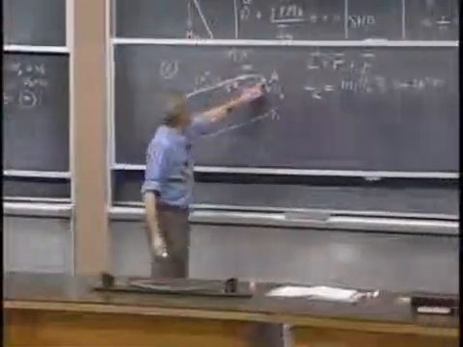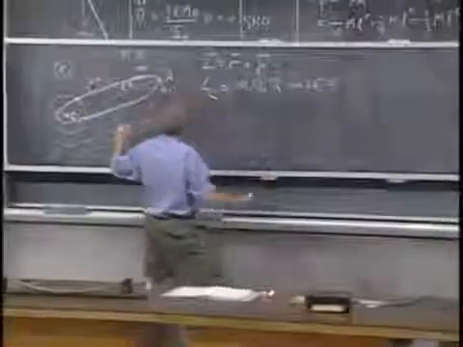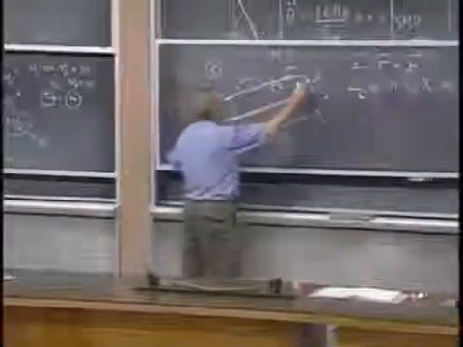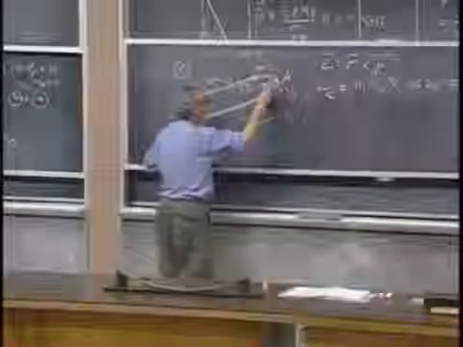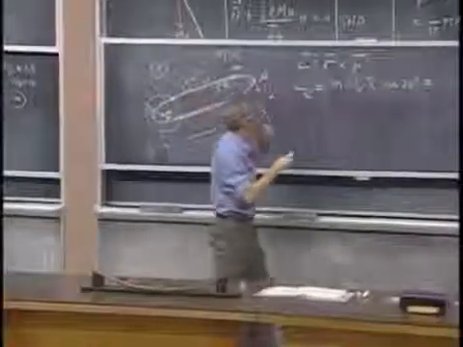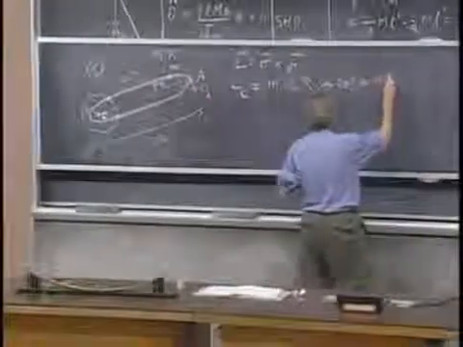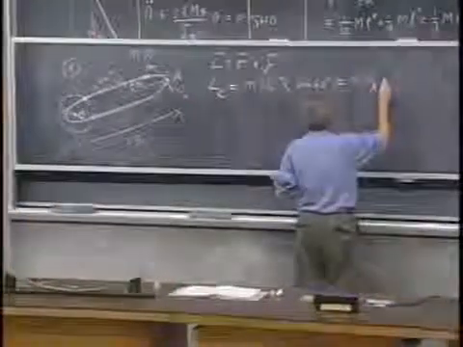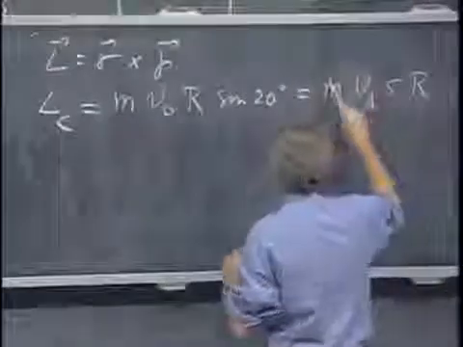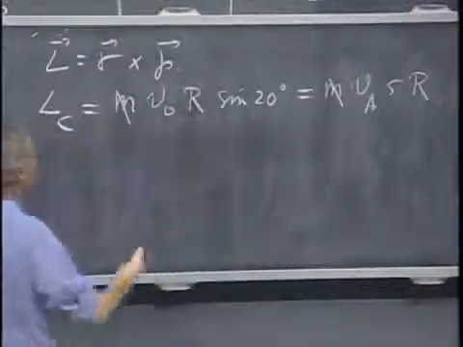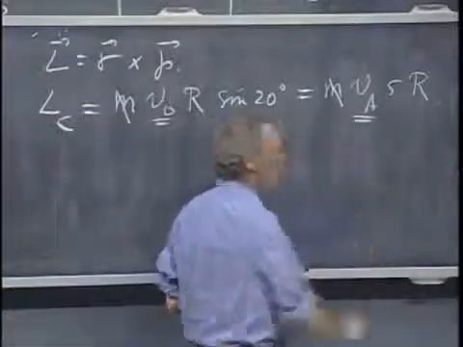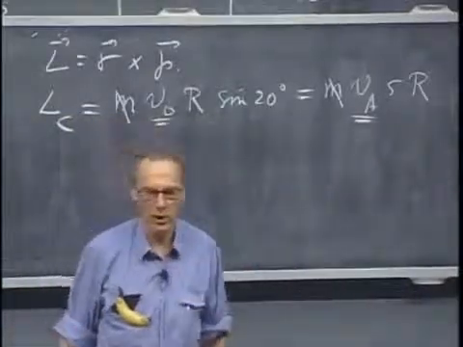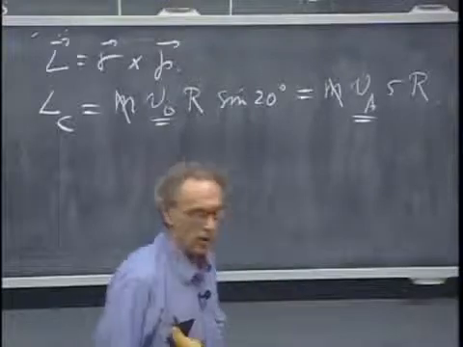When the object is here, the angular momentum is the position vector, which has length 5r. The velocity is v of a, but the angle is now 90 degrees, so the sine of the angle is 1. So I get m times va times 5r. I lose my little m, and I have one equation with 2 unknowns. I don't know what v0 is, and I don't know what v of a is. I need another equation.